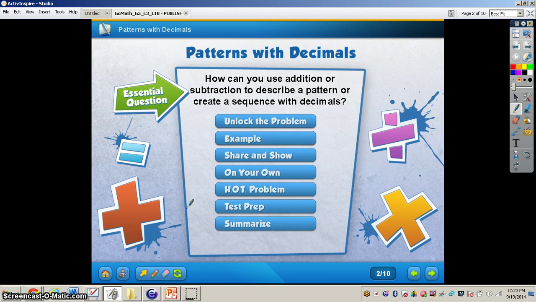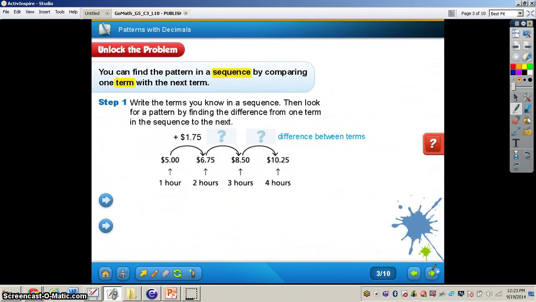Now, you will need to turn to page 143 within your Go Math book, get out your math journal, and also your pencil. So let's take a look at that problem on page 143.